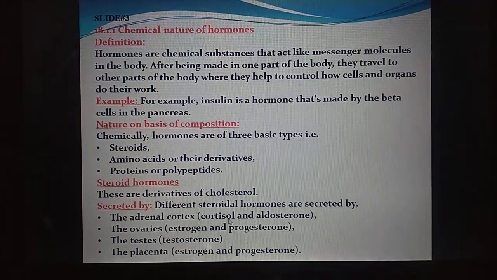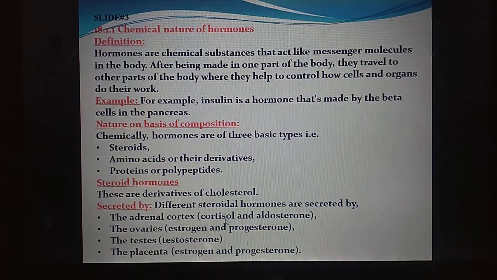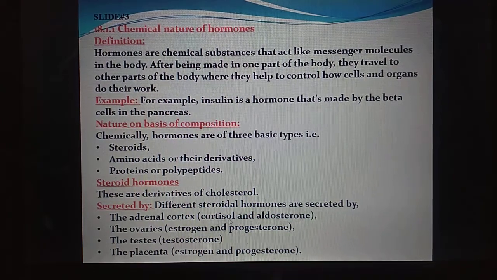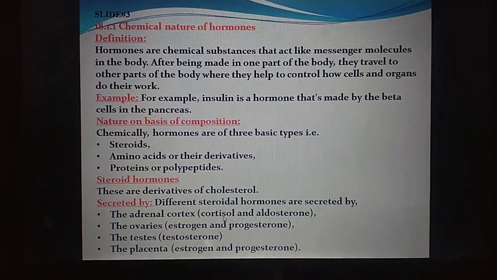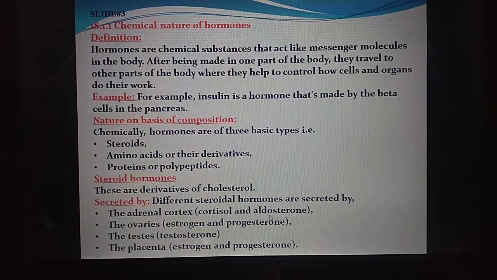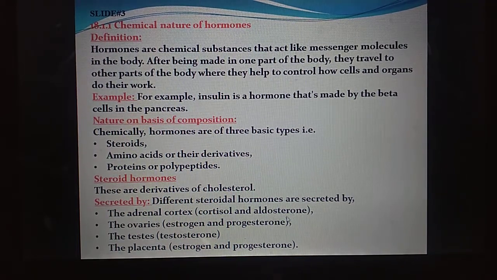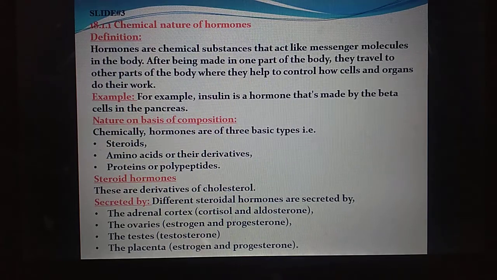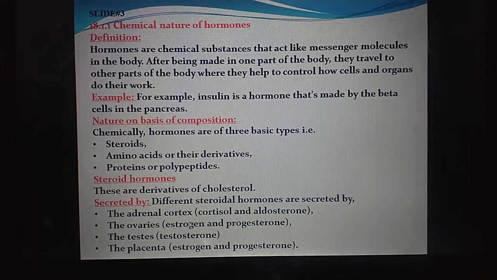Cortisol is basically a glucocorticoid. It is also called the stress hormone, and it is also called the anti-inflammatory hormone. And besides this, aldosterone, that is also a special type of hormone, and both of these are steroid in nature, and these are secreted by the adrenal cortex, the outer region of the adrenal gland.